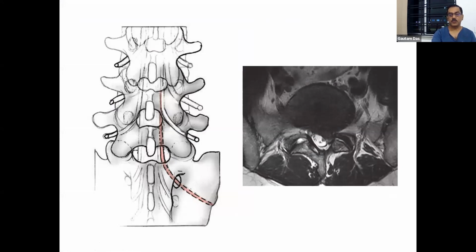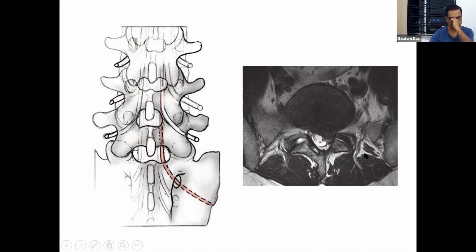So here, what kind of prolapse is this? This is your paracentral prolapse. And here a traversing nerve root will be getting involved. And it's a big prolapse, very big prolapse. So if it is an L5S1 disc, which nerve root will be involved? It is the S1. And on which side? Right side or left side? It is the left side.